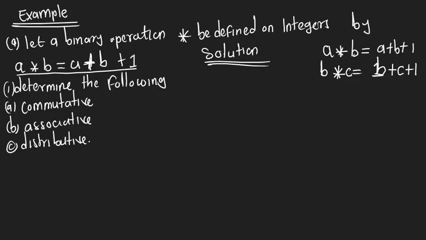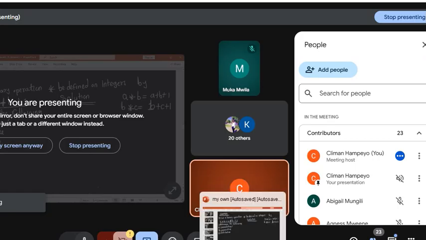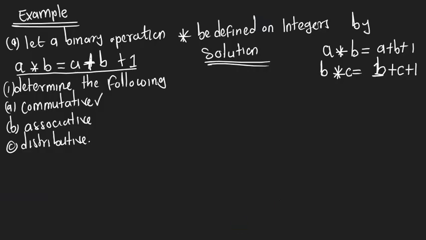That's what that implies. Every time you perform an operation, you'll be adding 1. So in this case, we want to prove commutative. The commutative law simply states that A star B can also be written as B star A. So now let's try it. We see if it's going to work.